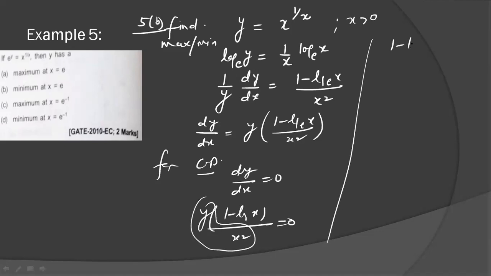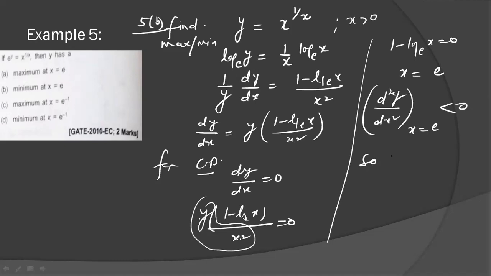So this value is not going to disturb. It means 1 minus log x equal to 0, because these two are not going to be 0. So ultimately for making this product 0, we have to make this equal to 0. So x equal to e again. You can check the second derivative. Similarly, it is negative. So at x equal to e, it is a point of maxima.